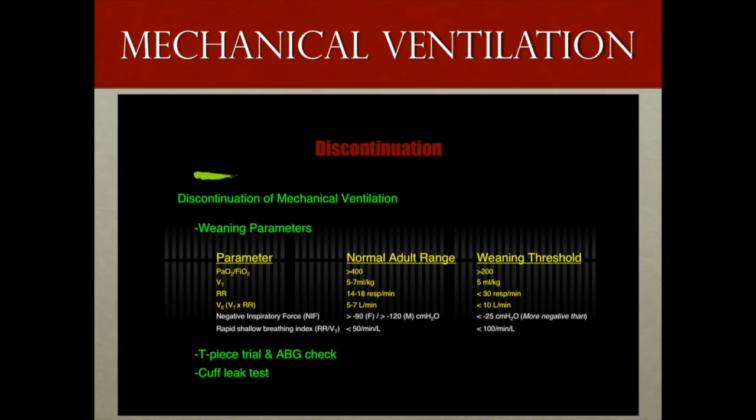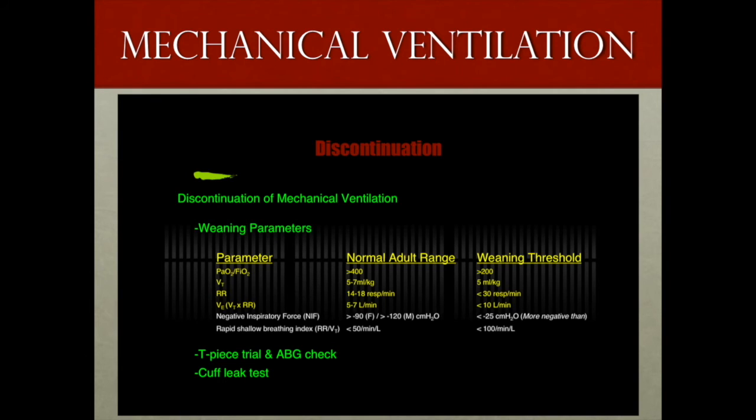And a normal PaO2/FiO2 ratio for an adult would be greater than 400. If it is less than 200, then you have a high amount of shunting. You want to look at their tidal volume, and again, you want to have a normal 5 to 7 cc's per kilogram. The minimum threshold would be about 5.